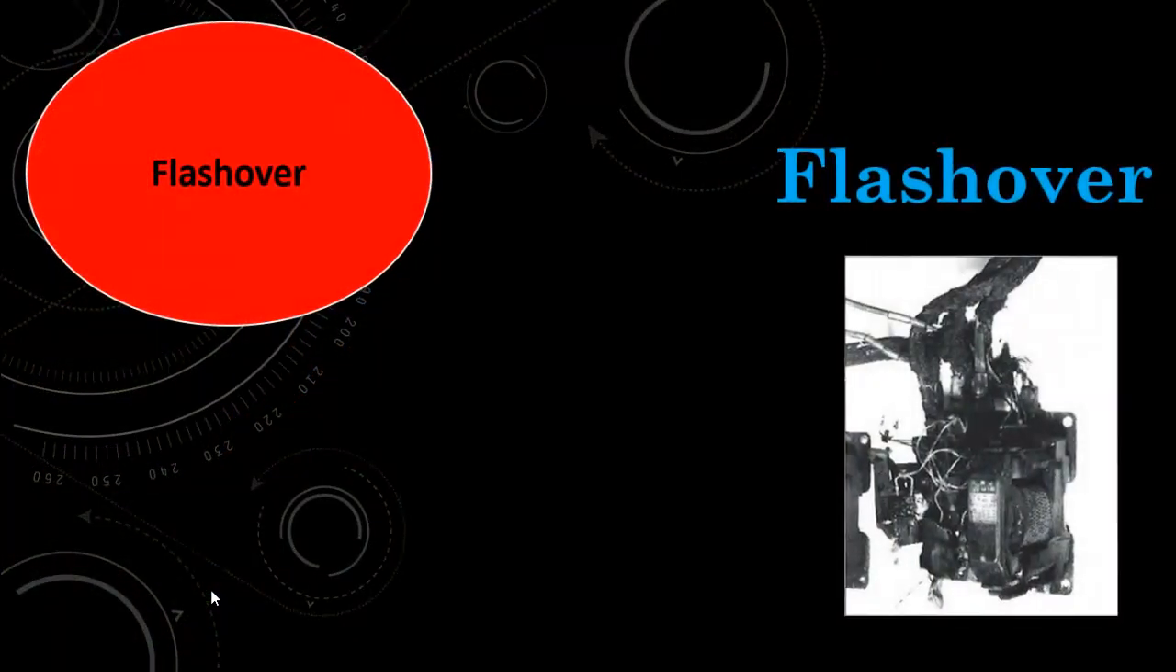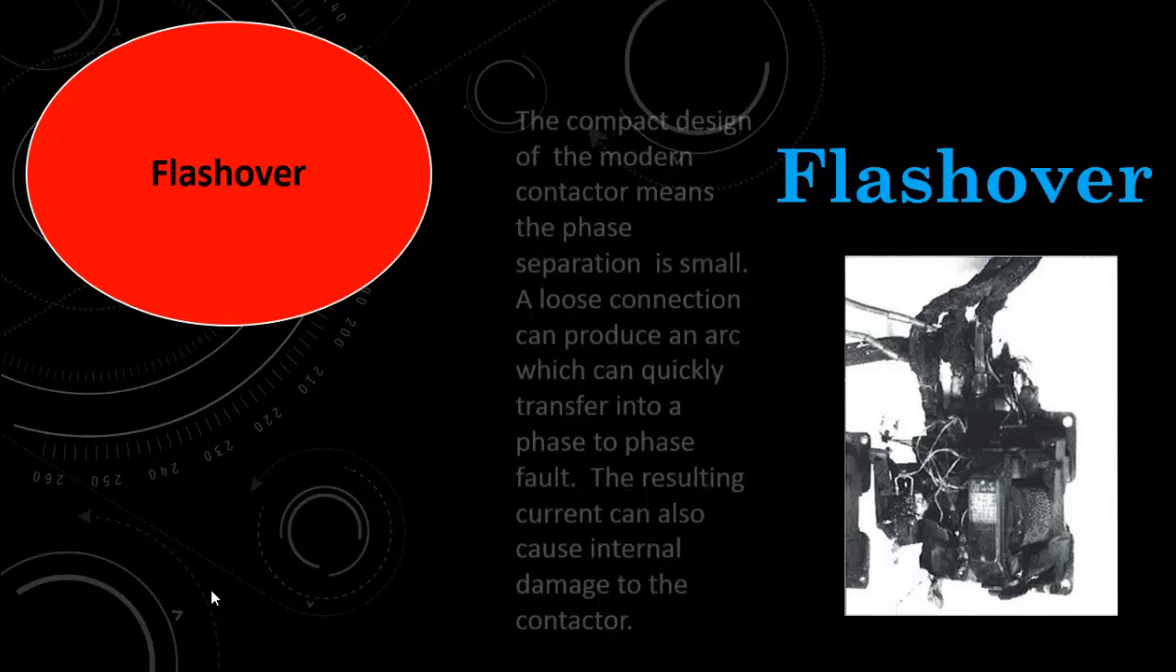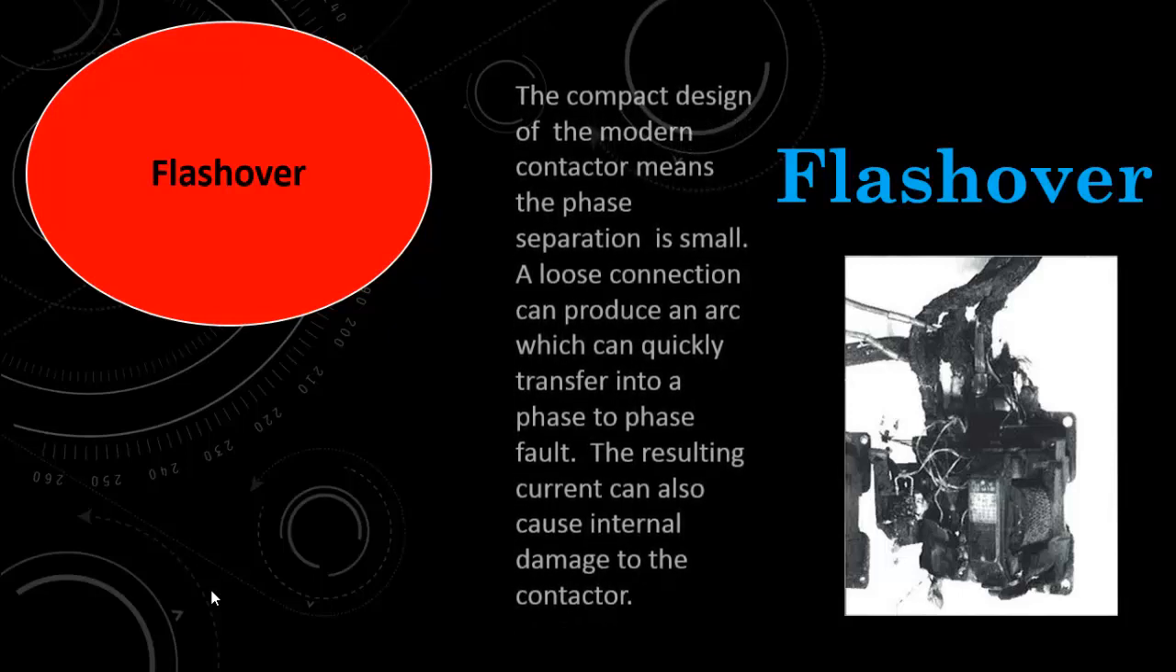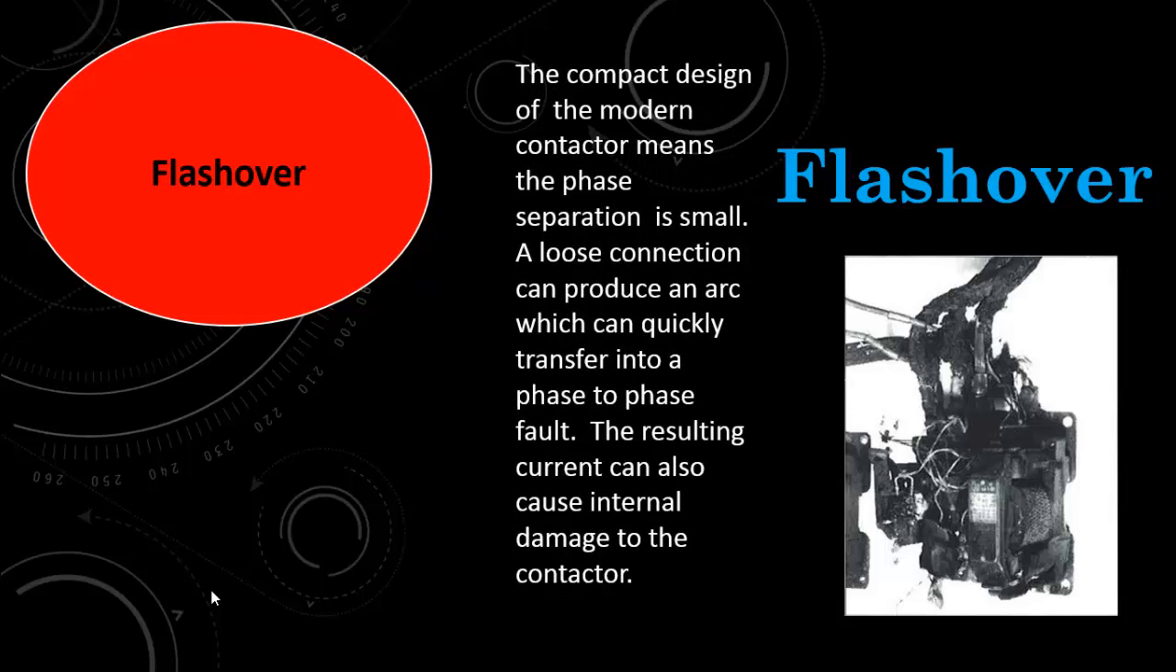And the final reason for the failure of a contactor is a flashover. The compact design of a modern contactor means the phase separation is very small, as the compartment or the frame of the contactor is getting smaller and smaller. So what happens if there is a loose connection on a phase? It can produce an arc which can quickly transfer into a phase-to-phase fault and ultimately result in internal damage to the contactor.